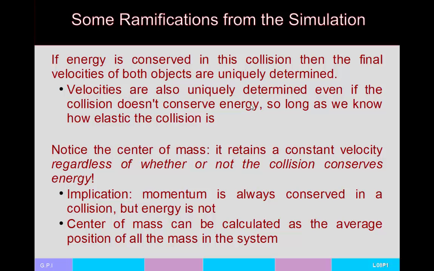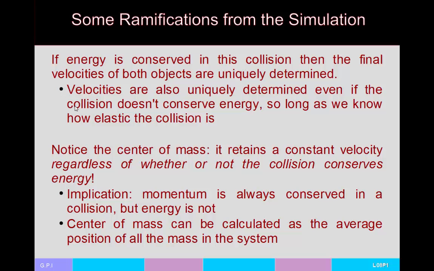And these velocities actually can be uniquely determined even if the collision doesn't conserve energy, so long as we know just how elastic that collision is. So the extreme cases are 100% elasticity, in which case you use conservation of mechanical energy and conservation of momentum together. And you presumably know what the initial velocities and what the masses of the two objects are. So your unknowns are the two final velocities. And you have two equations to work with, one for energy conservation, one for momentum conservation.